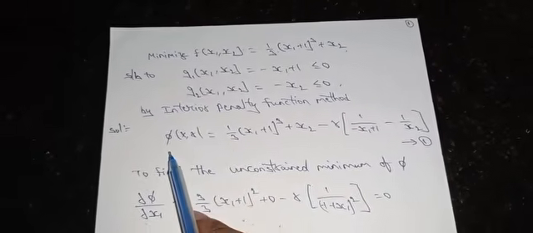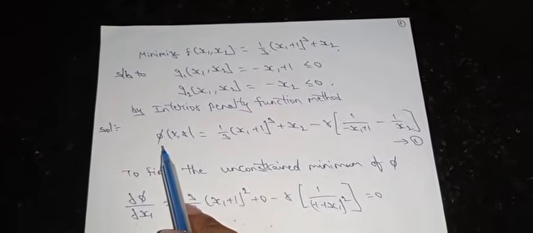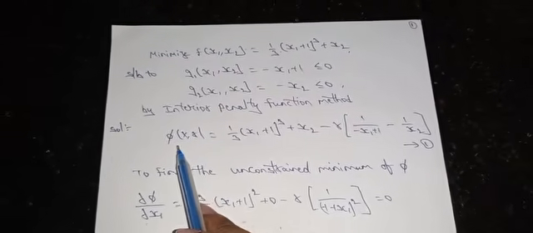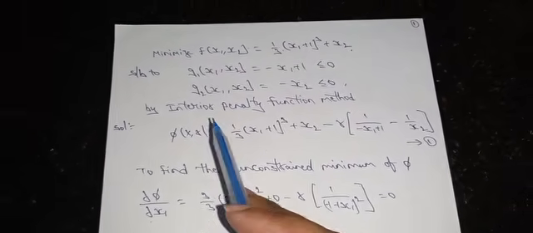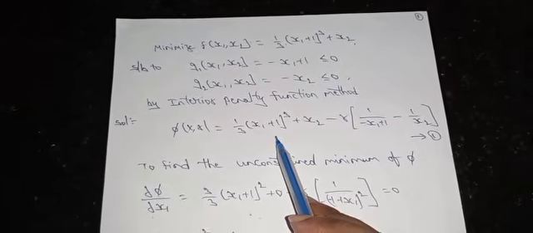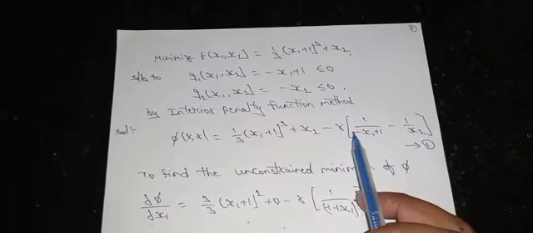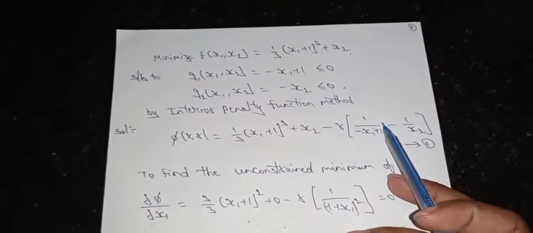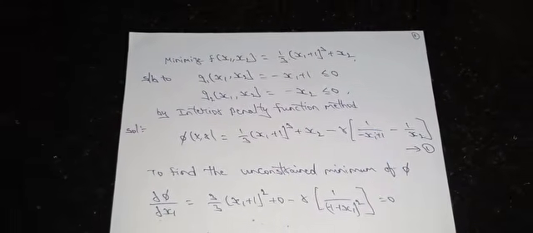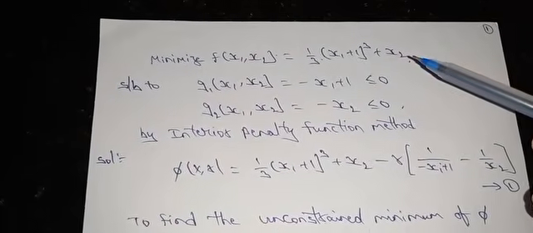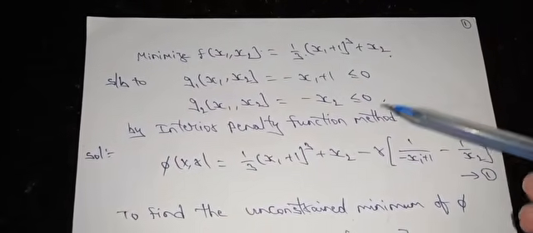In the interior penalty method, remember this: phi of x comma r equals f of x1 comma x2 minus rk into the summation of 1 by g_j of x. Here g_j of x is the constraint. In the given problem we have only one objective function and two constraints.